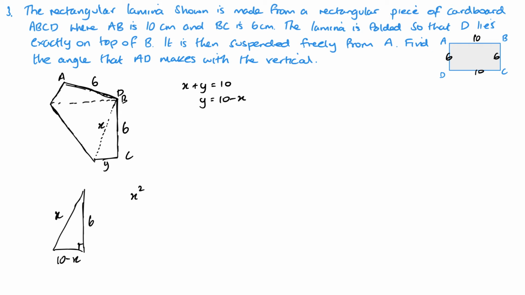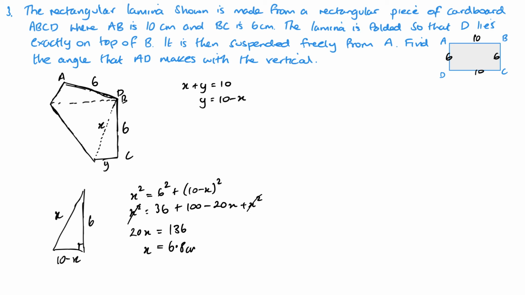And now I'll use Pythagoras. So X squared must be equal to 6 squared plus (10 minus X) squared. So we get X squared equals 36 plus 100 minus 20x plus x squared. Now that's going to be nice because I can take away x squared, so these are going to go, and we've got 20x, which I'll take to this side, is 136. So therefore x is 6.8 centimeters.